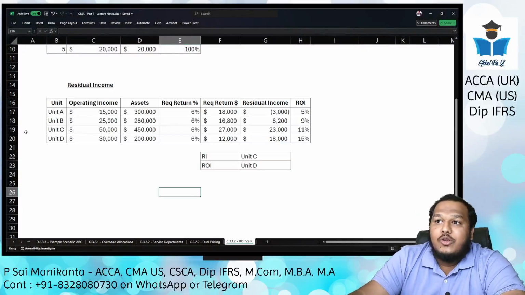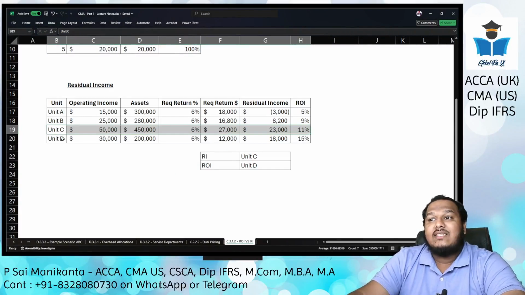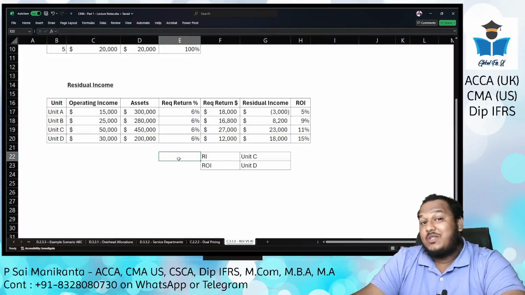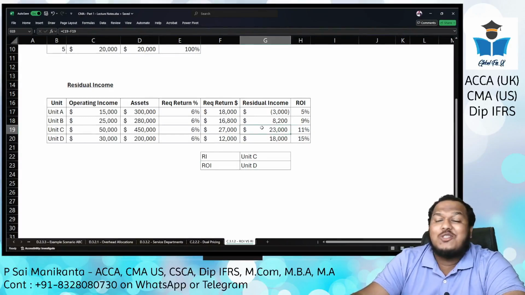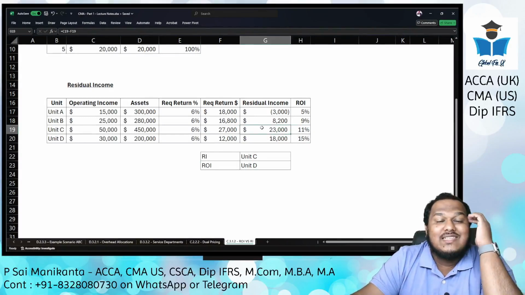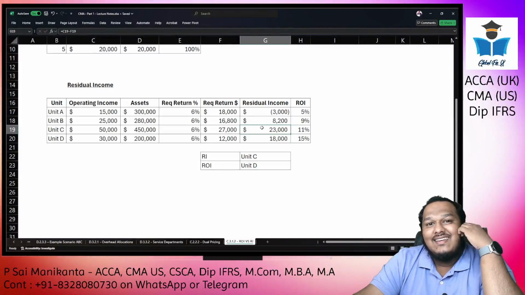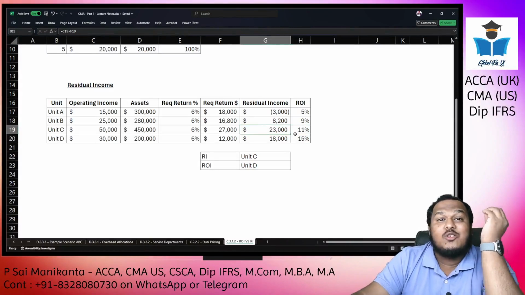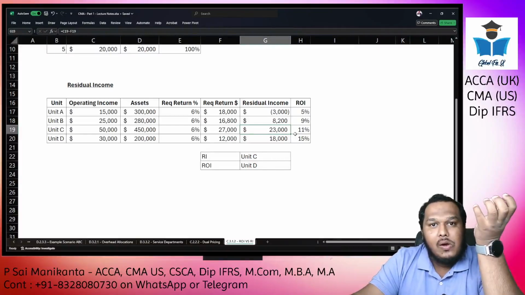RI says unit C is giving the highest dollar value, whereas ROI says unit D is giving you the highest percentage. So now you tell me which is more crucial for the business. Is a percentage number more important, or is the actual dollar amount more important for a business? Think and tell. Sir, if you are a business owner, do you want a higher percentage or do you want actual dollars to be higher? Any business would want actual dollar value, right?